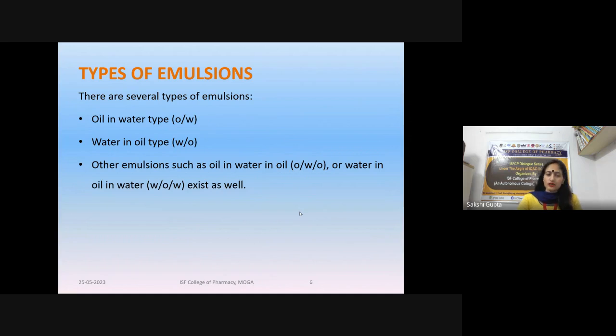Next, here is the water in oil type emulsion. In case of water in oil type, water is acting as a dispersed phase, which is being dispersed in the continuous phase, which is oil, right? In case of water in oil type emulsions, the emulsifying agent is beeswax or wool fat, etc. Some other emulsions like oil in water in oil: in this case, firstly oil globules are being dispersed in water particles, then this is further dispersed in the oil phase, which is acting as a continuous phase, and vice versa.